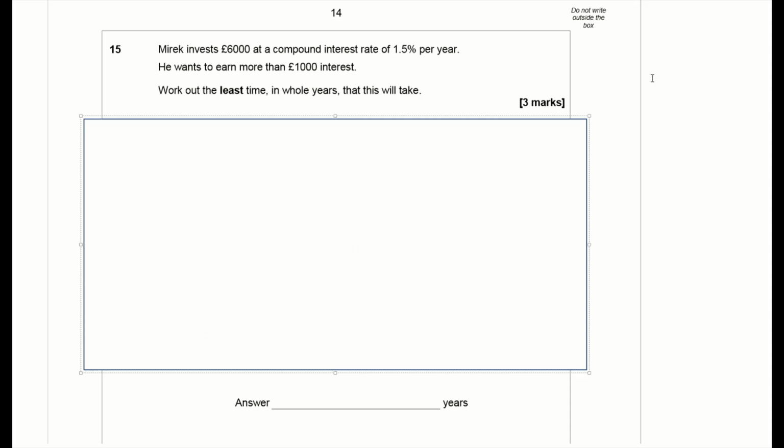Question 15. Mirek invests £6,000 at a compound interest rate of 1.5% per year. He wants to earn more than £1,000 interest. Work out the least time in whole years that this will take.